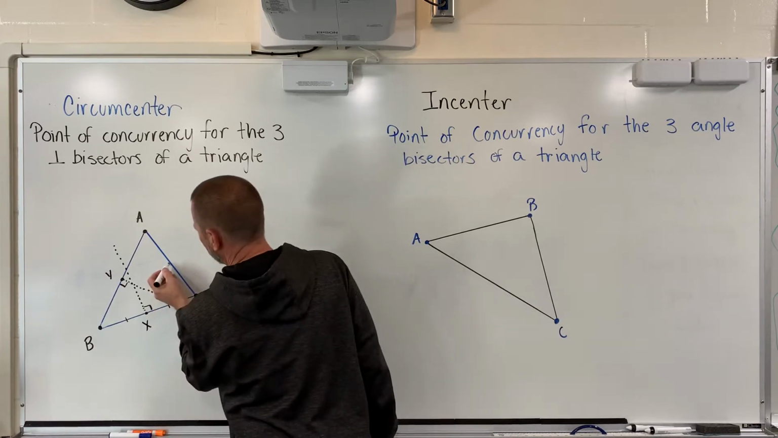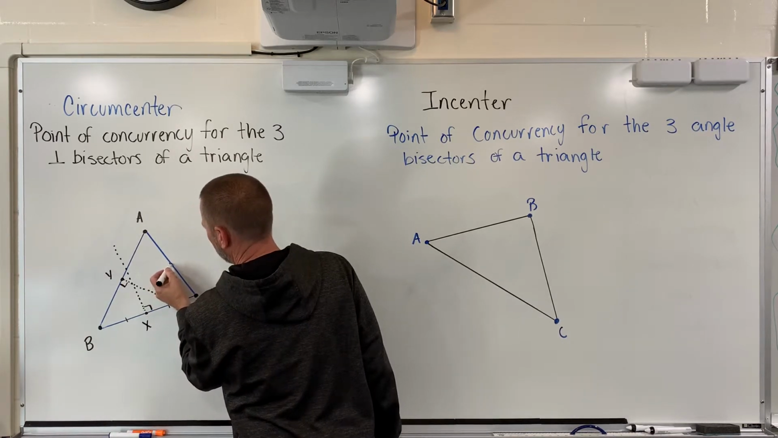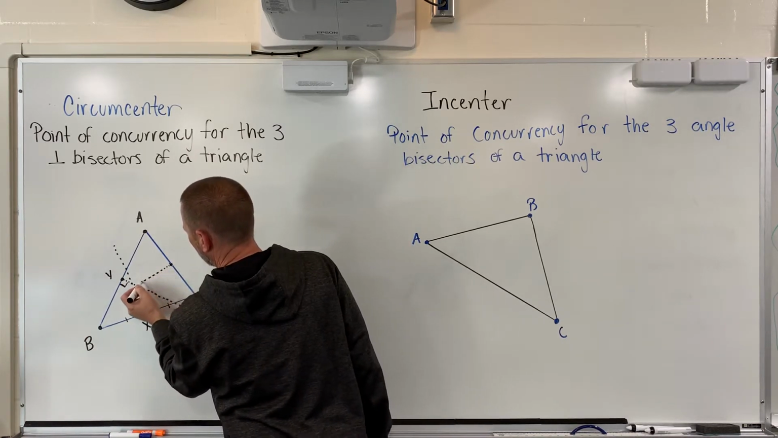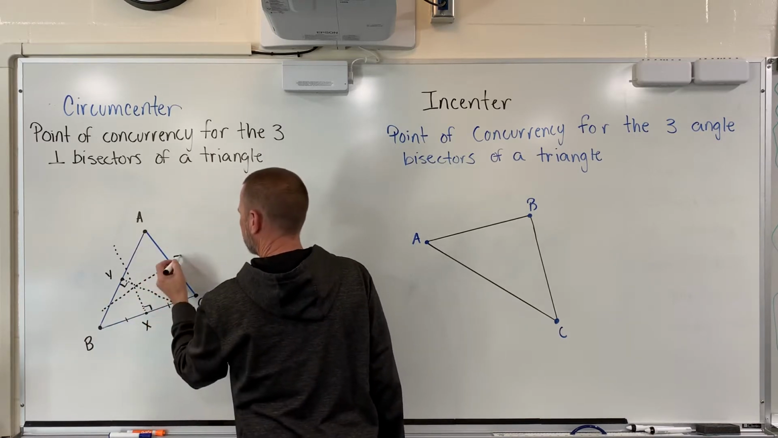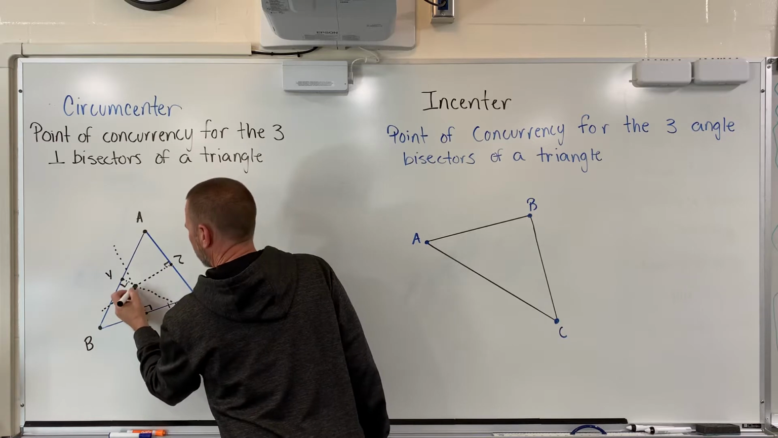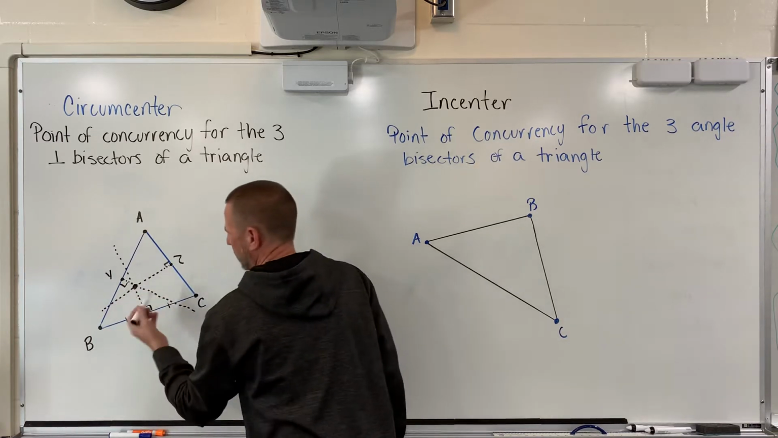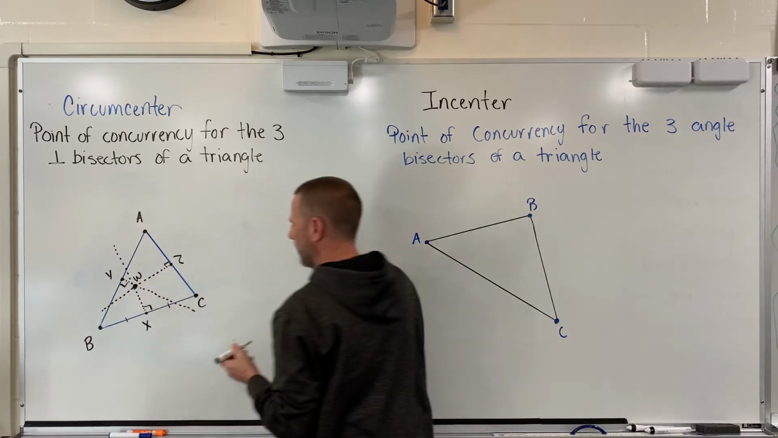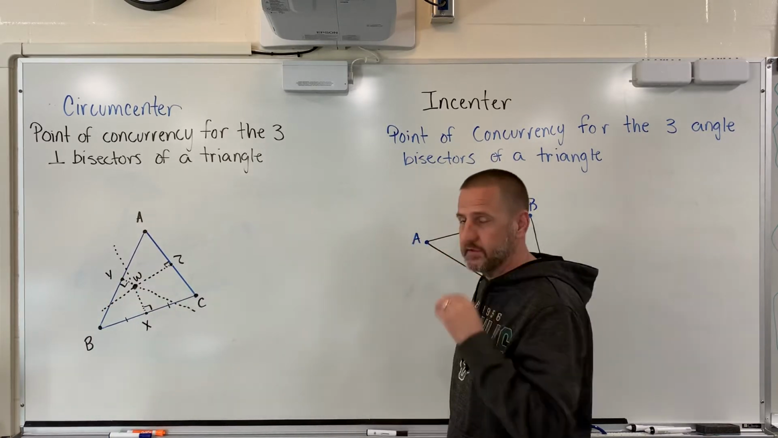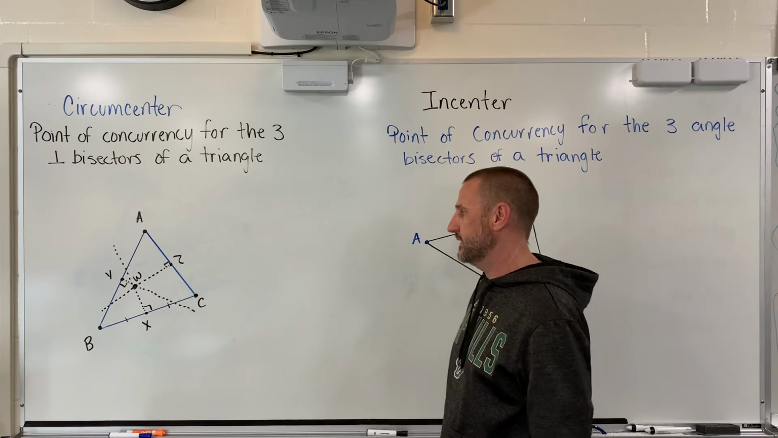And then the third one, again 90 degrees. They all come together at this point. I'm going to call that point, let's call it W. W is the point of concurrency for the three perpendicular bisectors.